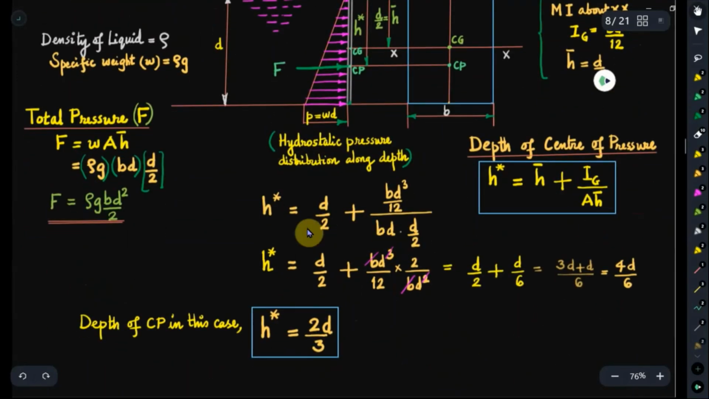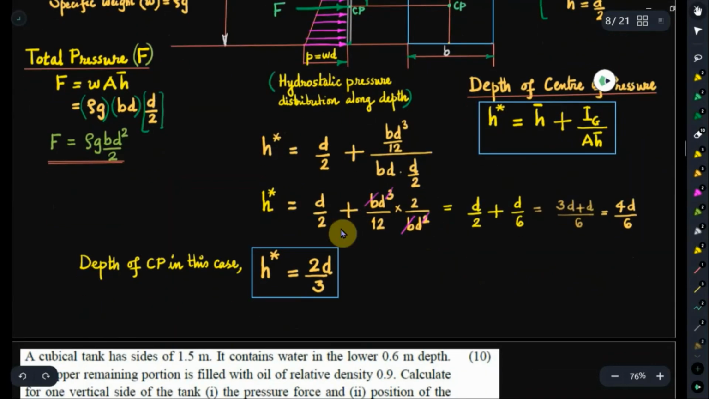So if you substitute over here, H star is equal to H bar, that is D by 2, plus Ig, that is B D cubed by 12, divided by area into H bar. Area is B into D, into H bar, which is D by 2. If you simplify this, what you get is H star is equal to D by 2 plus, B will be cancelled along with the term D squared from both numerator and denominator. What is remaining in the second term is D by 6. So D by 2 plus D by 6. If you take LCM and add the two fractions, then you will get 4D by 6, that you can simplify as 2 by 3 into D.